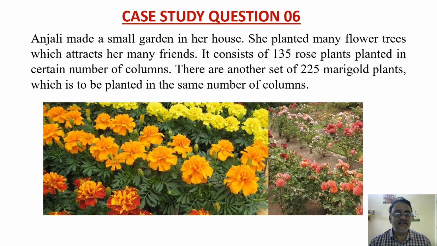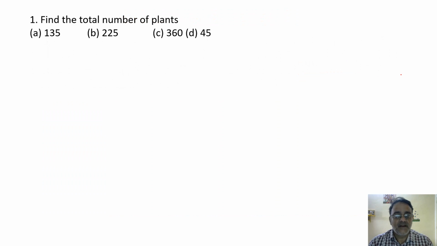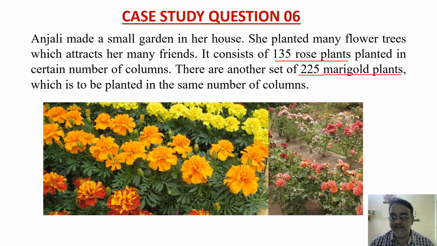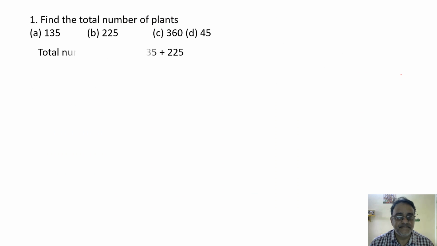Case study question number 6. Anjali made a small garden in her house. She planted many flower trees which attract her many friends. It consists of 135 rose plants planted in a certain number of columns. There is another set of 225 marigold plants to be planted in the same number of columns. Now find the total number of plants. This is a very easy question. 135 rose plants and 225 marigold plants, so we have to add both. The correct answer is 360, option C.